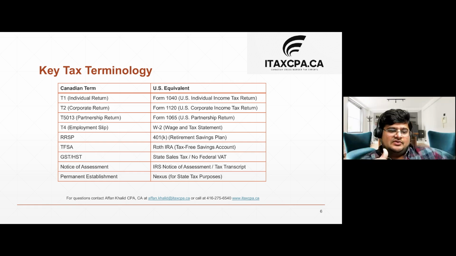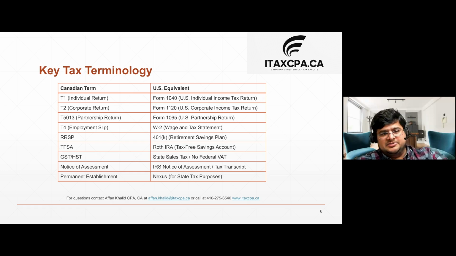Notice of assessment, this is the term, and we also call it NOA for short. A notice of assessment is provided to taxpayers when they file either their income tax returns or corporate tax returns, GST, HST, any tax return that has a tax obligation or liability associated. Once you file those returns, the CRA will issue a notice of assessment.